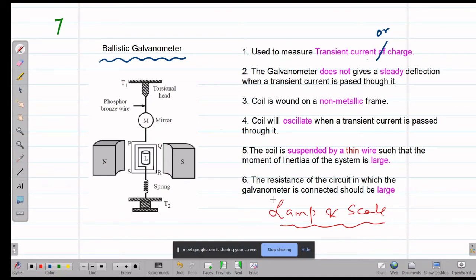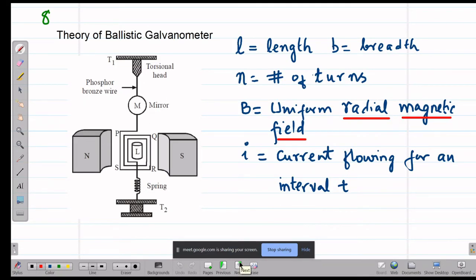For the time being, we will only look at the construction and working of this system. So how does it work? What is the theory? Let's understand the theory of this ballistic galvanometer once more. I have drawn the picture once more here. On the left hand side, you have the schematic representation of the ballistic galvanometer.